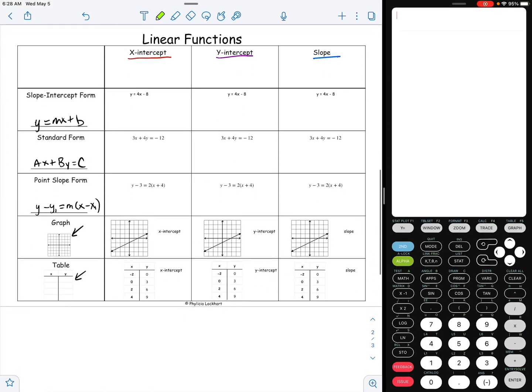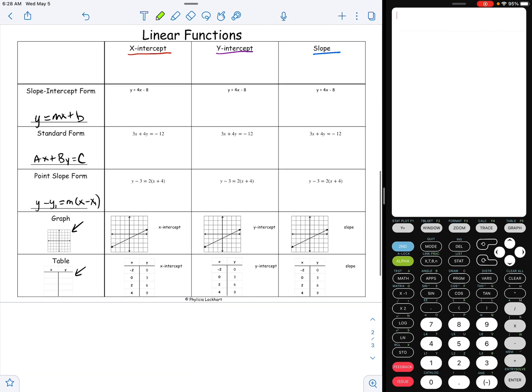So when we came here, we did a little bit of this yesterday. In order to find the slope, we know we're going to look at our m if we're looking at slope-intercept form. If we're looking at standard form, we need to look at negative a divided by b. For point-slope form, we're looking at the m, meaning the number in front of our parentheses. And then if we're doing it with a graph, we're going to just find 2 points. So here's a point and here's a point. And we're going to find the rise over run.